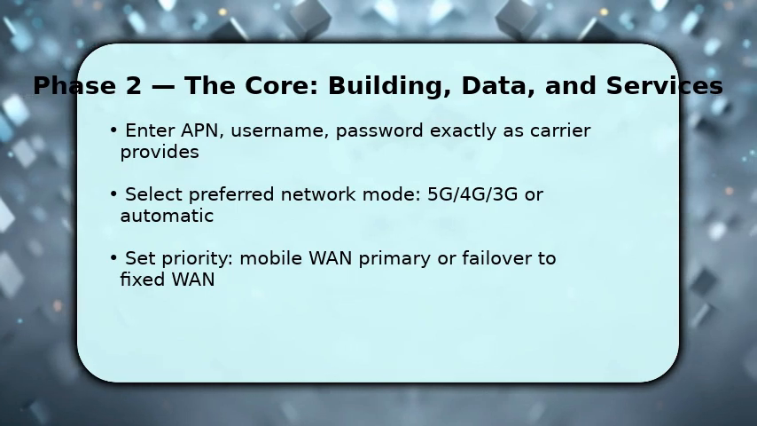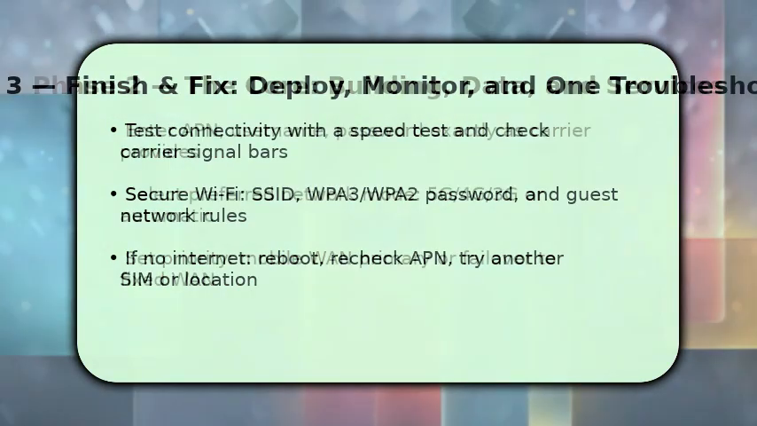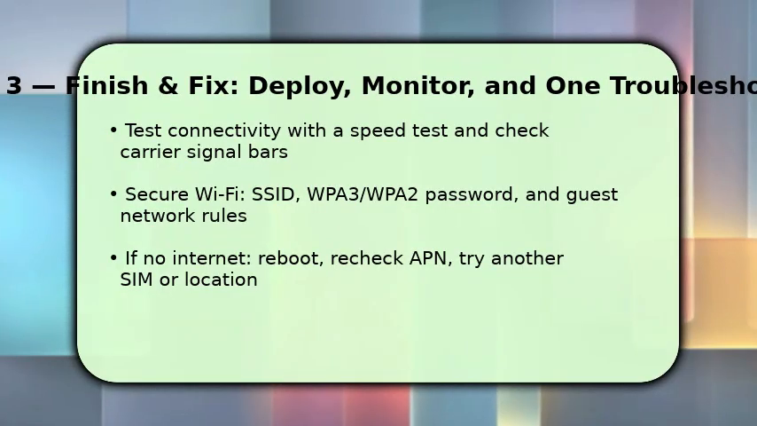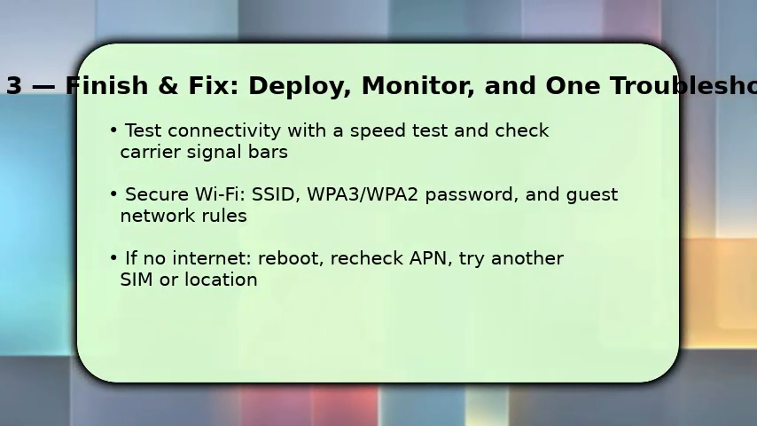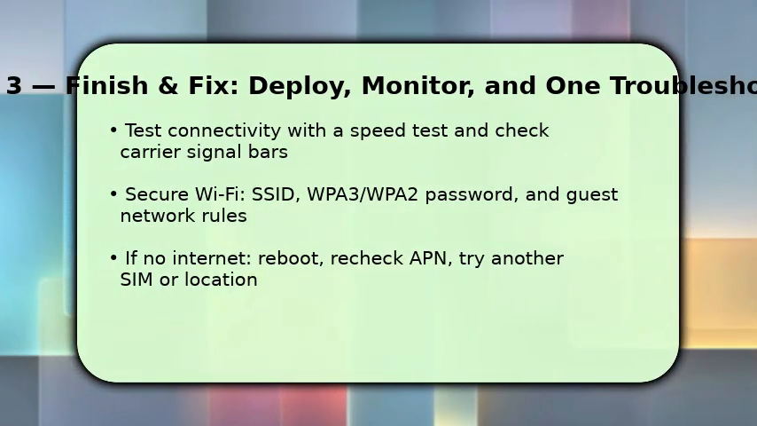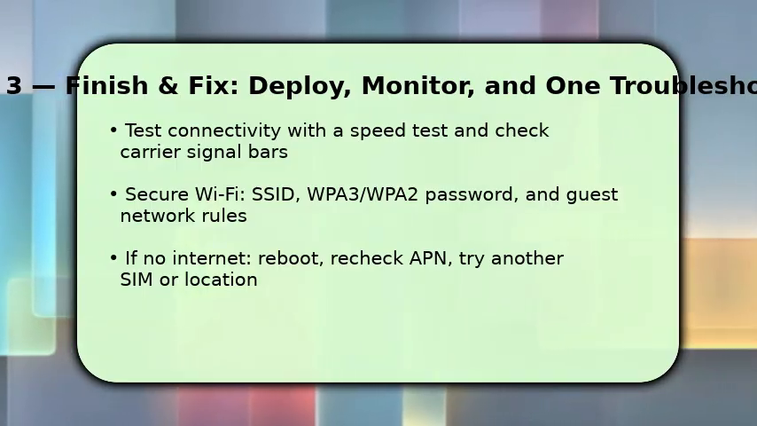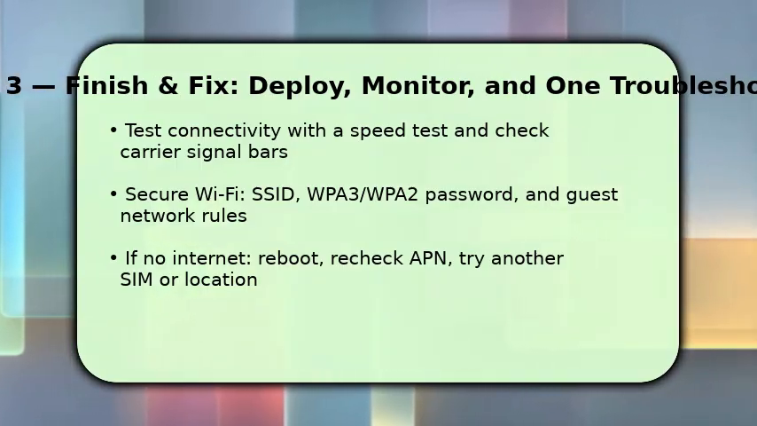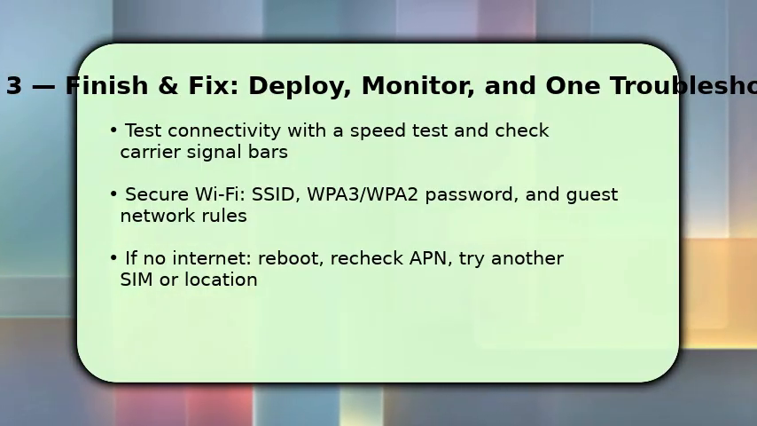Finally, validate service and lock down the network so devices can use mobile internet reliably. Run a speed test and confirm DNS resolution. Make sure client devices get IPs via DHCP. Secure Wi-Fi with a strong password and update admin credentials.